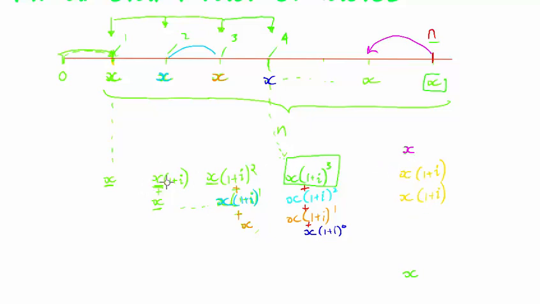The first payment, how much interest did he get the first month? Nothing, because he was just invested. In the second month, he got 1 month of interest. In the third month, he had 2 months of interest. In the fourth month, he had 3 months of interest.